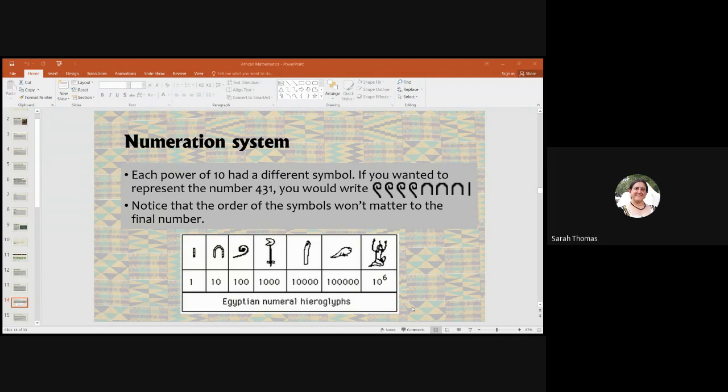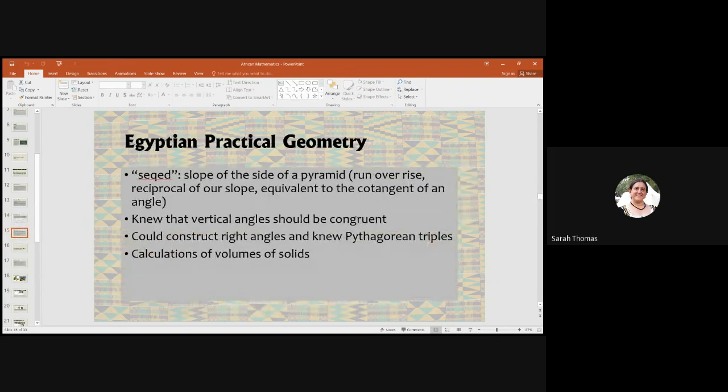It's non-positional. The order in which you put the symbols does not matter to the final number. They also had the ability to do multiplication by an algorithm that we do not use today, but it's quite an interesting algorithm, and it might be a good alternative for kids who have learning differences.